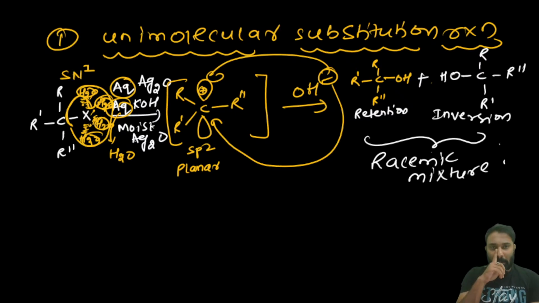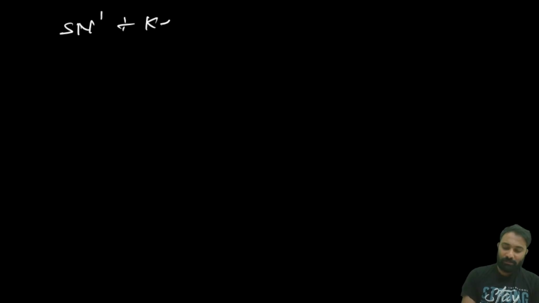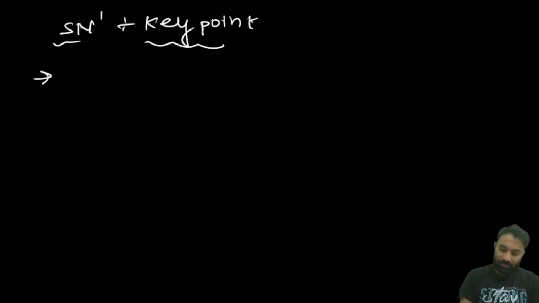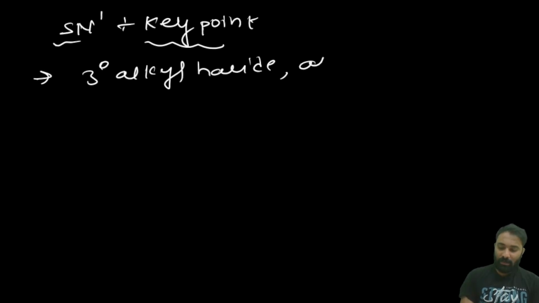Clear? Now, what are the key points we have to remember for SN1? SN1 key points. First one is 3-degree alkyl halides and alcohols.